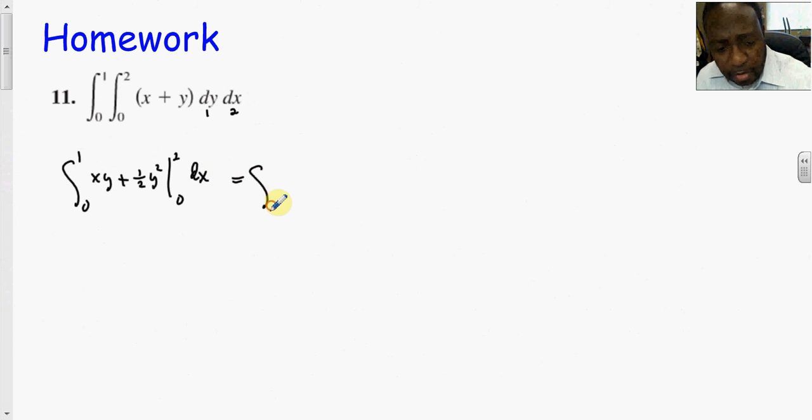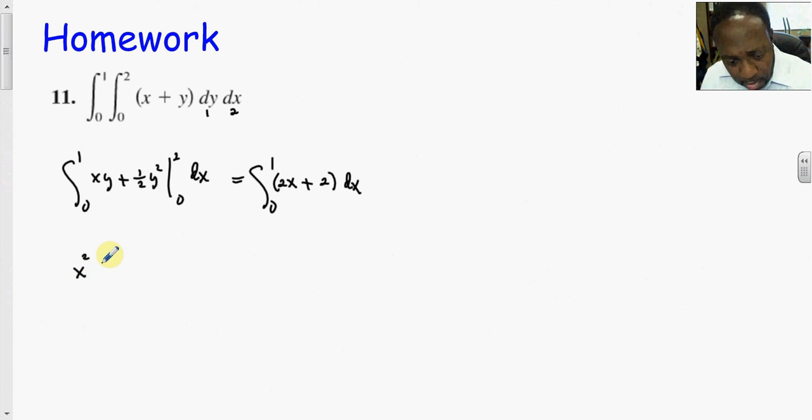So this gives us the integral from 0 to 1. Evaluating the y, this is 2x plus 4 divided by 2 is 2, times dx. Now we integrate, it's a single integral, Calculus 1, integrate with respect to x, so this gives us x squared plus 2x evaluated from 0 to 1, so we get 1 plus 2 is 3.